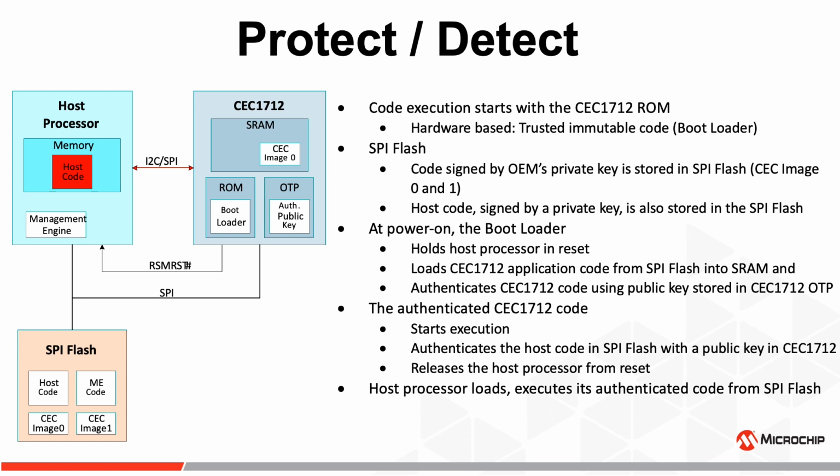Once the CEC 1712 is up and running, it will allow the host processor to start to load the code. So it will go through a similar process, and it will authenticate the host code in the SPI Flash with another public key that's stored in the one-time programmable memory. Again, assuming that the signature validation of the code has been authenticated, it will release that code and then move on to the next code to allow the system to fully power up. Once it's all been validated, it will release the host processor from reset, and then the host processor is able to load and execute from the SPI Flash.